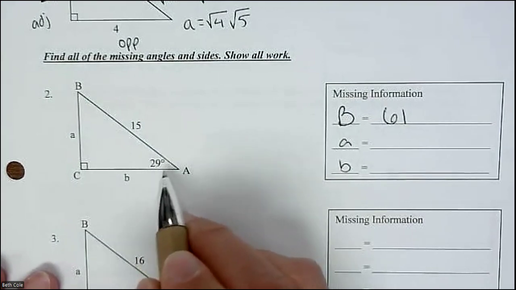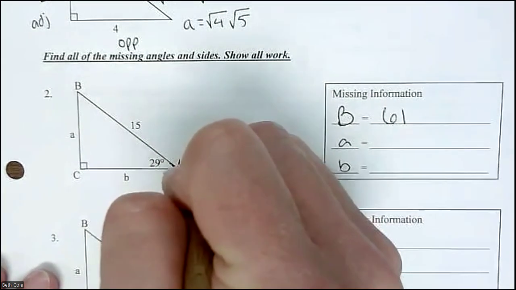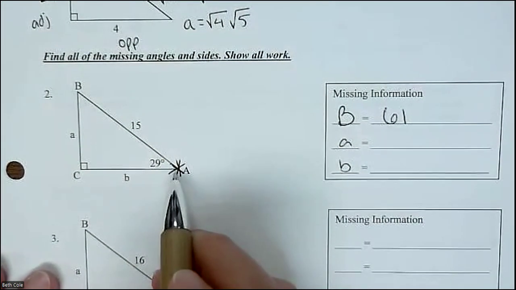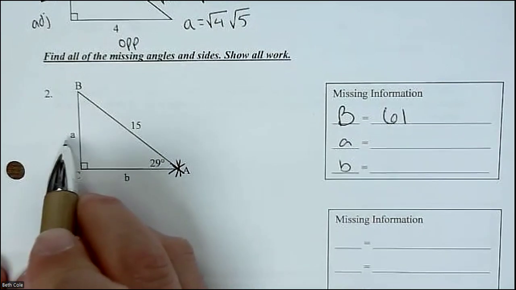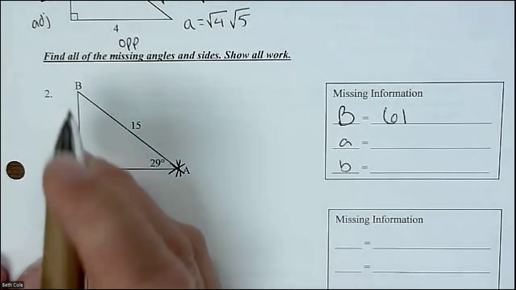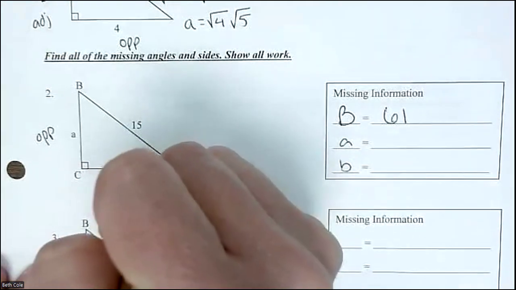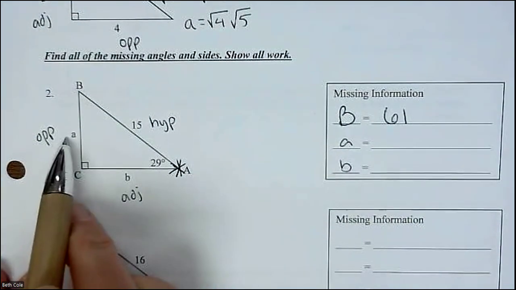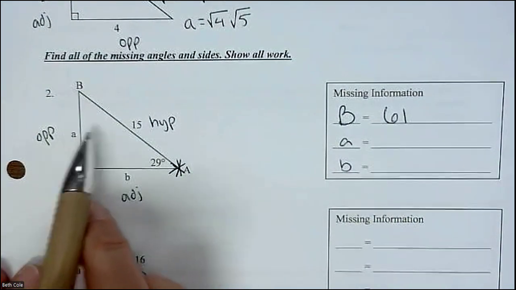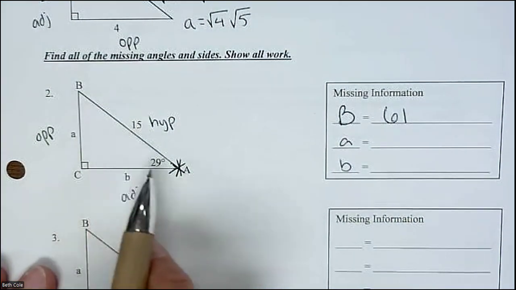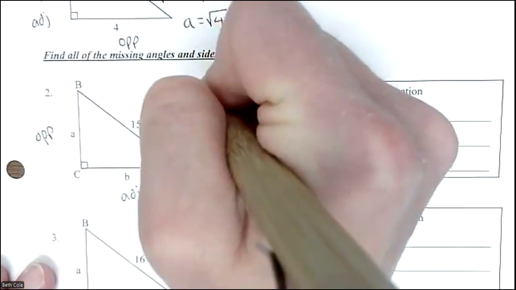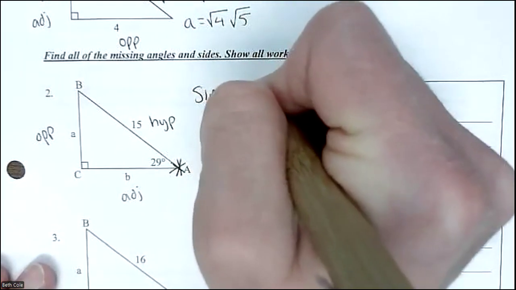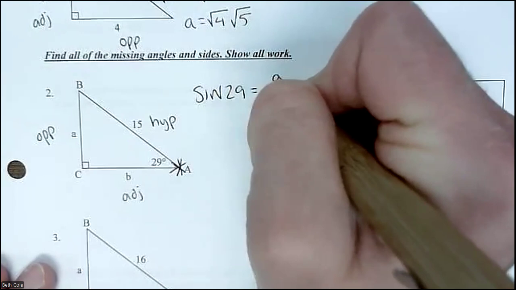All right, so this 29 degrees, this is your point of view. That's like you are here on the map. That means A is what? Opposite. This is adjacent. This is hypotenuse. So to get little a, that's opposite, and then we have hypotenuse. So would that be good? Sine, before I could even finish saying it. So sine of 29 equals a over 15.